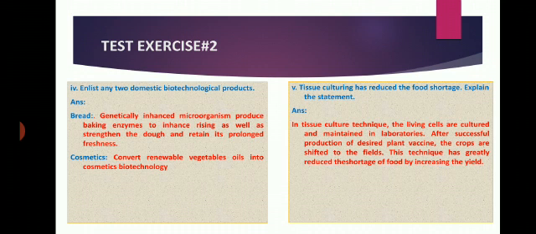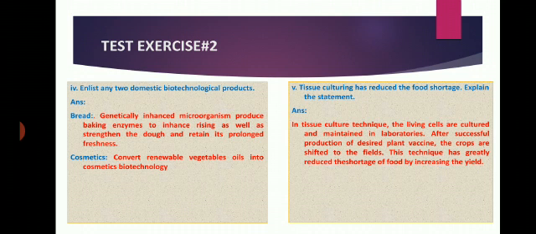Next, question number 4 is: enlist any two domestic biotechnological products. These two domestic biotechnological products are bread and cosmetics. As I have already told you that genetically modified organisms like yeast and bacteria are used for the production of bread. The genetically enhanced microorganisms produce baking enzymes to enhance rising as well as strengthen the dough and retain its prolonged freshness. Retain its prolonged freshness means that product can be used for a long time period. Then we have cosmetics. Convert renewable vegetable oils into cosmetic biotechnology.